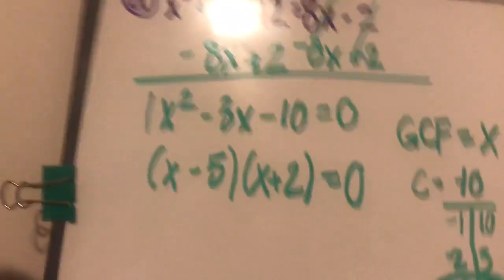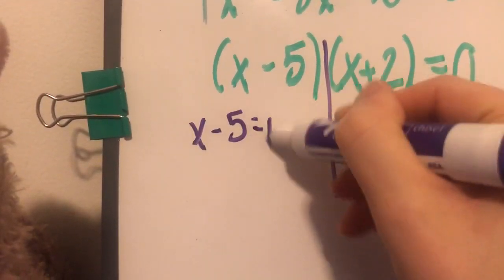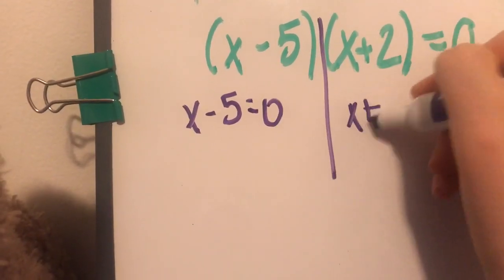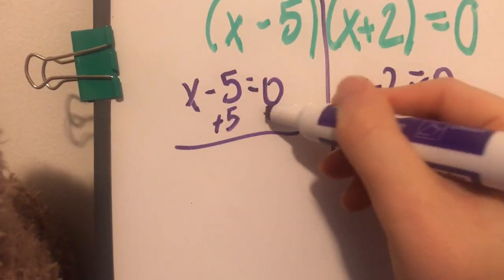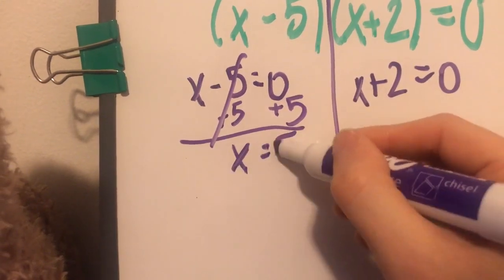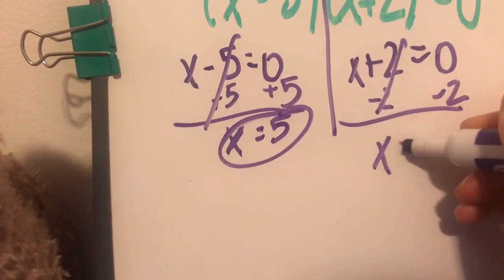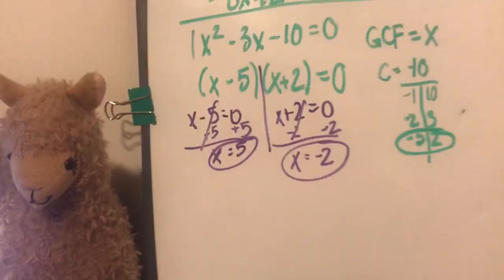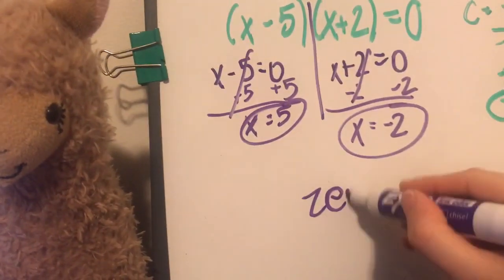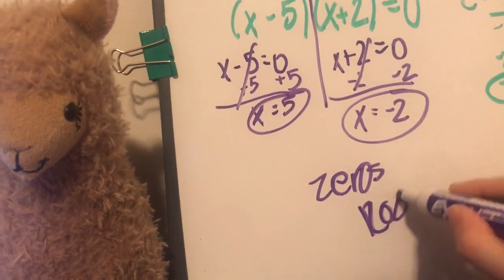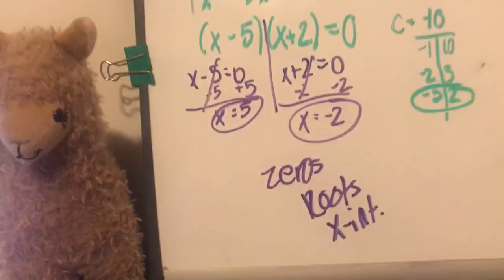So this is the part now where I'm going to split my factors, and I'm setting each of them equal to 0. So x minus 5 equals 0, and I have x plus 2 equals 0. And I'm going to solve for x. Here I'm going to add 5 to both sides, which just meant x is equal to 5. Here I'm going to subtract 2 from both sides, which meant x is equal to negative 2. So those are my 2 solutions. Those are what we like to call the zeros. Those are my roots. Those are my x-intercepts. They all mean the same thing.